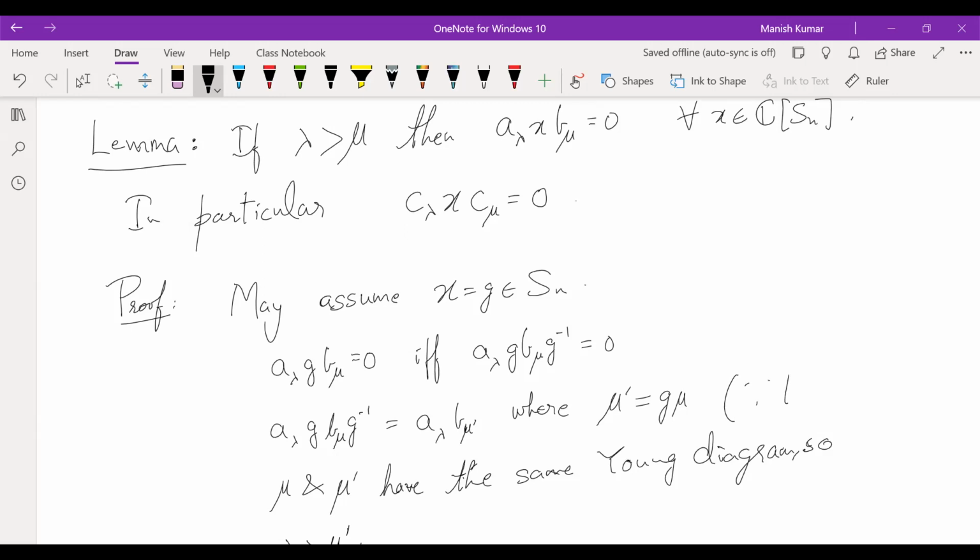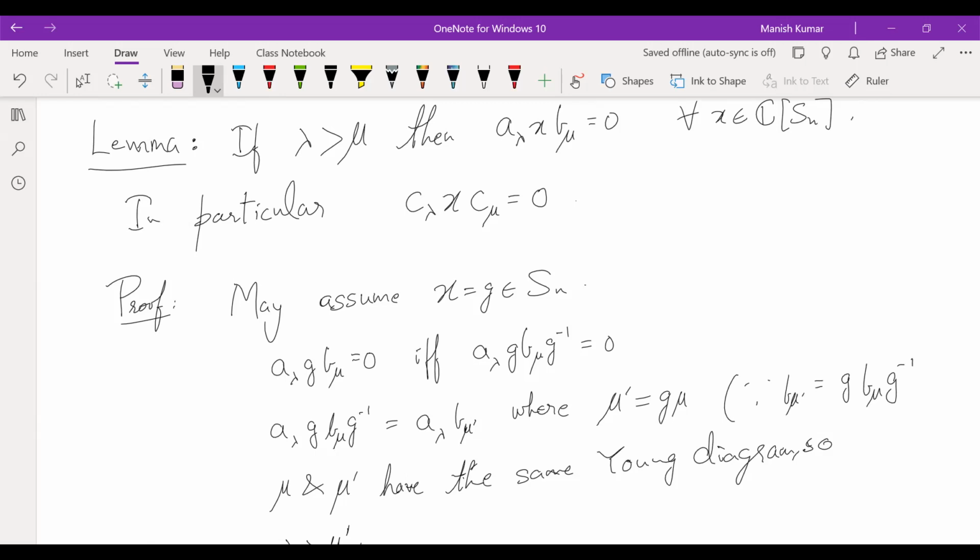Since B mu prime is G B mu G inverse, because that's how Q mu works. So Q mu prime is basically you take elements of Q mu and conjugate them by G, and that's how you get Q mu prime.